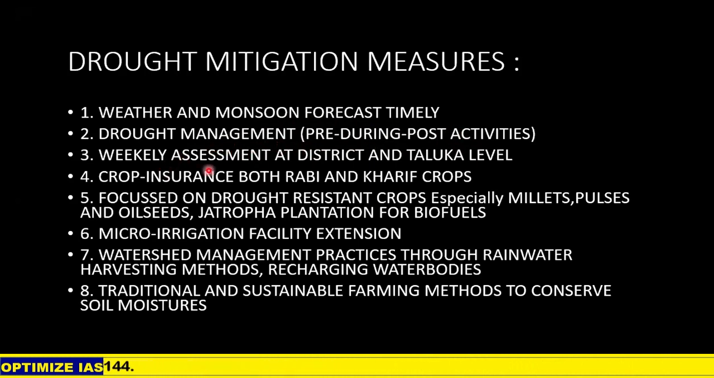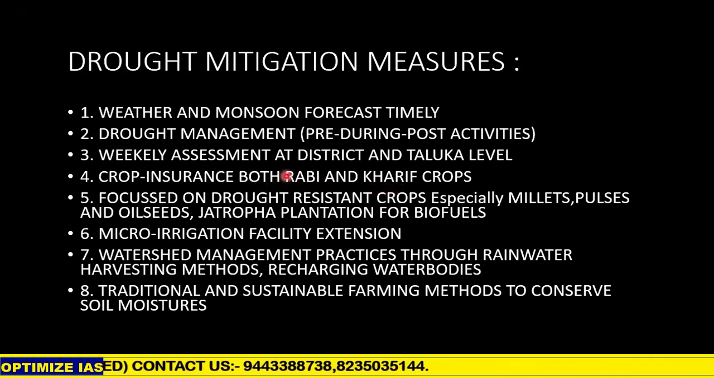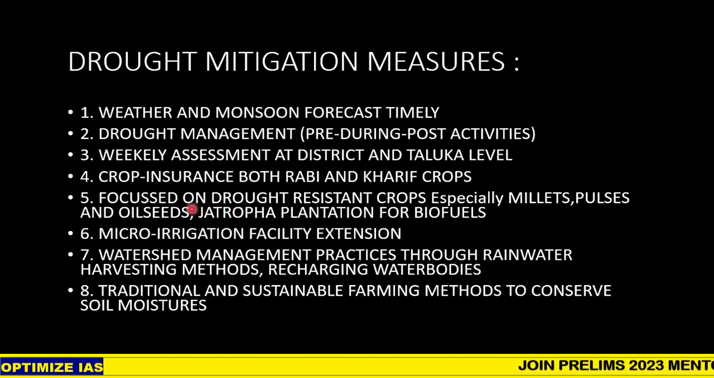So by the authorities, weekly assessment has to be done on climate, cloud cover, rainfall, and soil moisture at district and taluka level. And crop insurance should be there, both for Rabi and Kharif crops. As a result, whenever crops fail, the cost will be recovered by the insurance money. So Pradhan Mantri Fasal Bima Yojana, guys, you go through it. That's the one. Even private players would be involved in this.